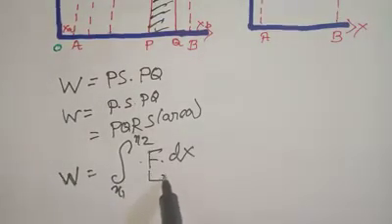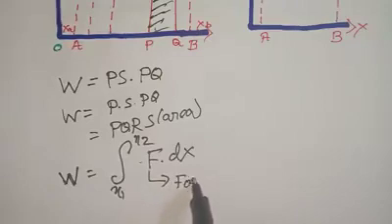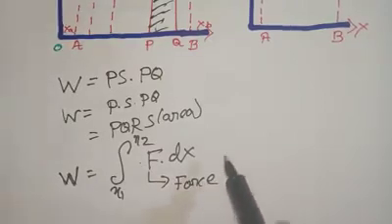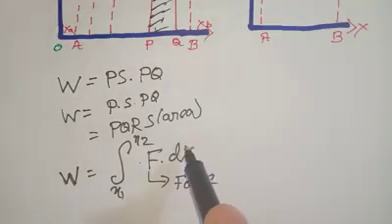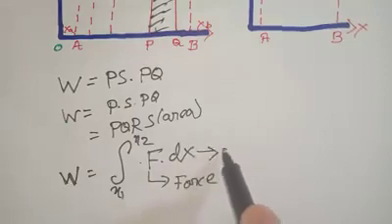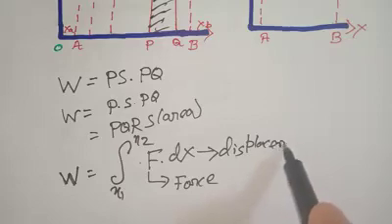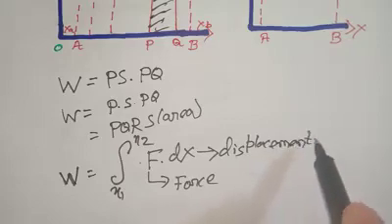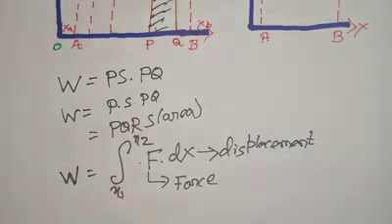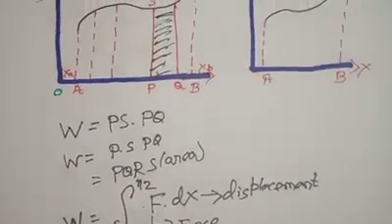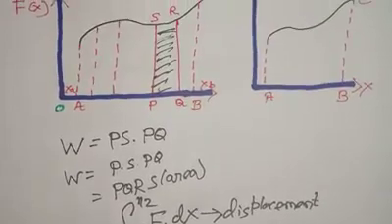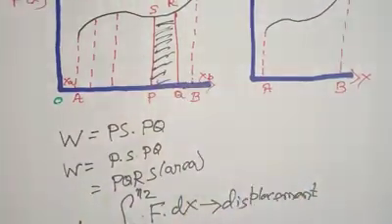So let me write it for you. This would be the force, and this is the displacement, an infinitesimally small displacement, and that is why we have written dx. So from x1 to x2, the work done by a variable force is the area under the force curve to the displacement axis.